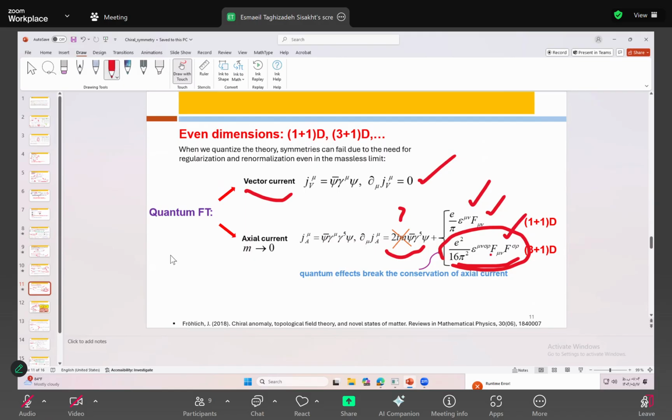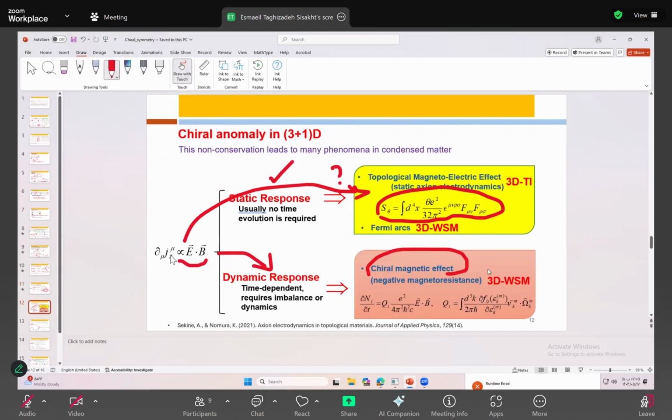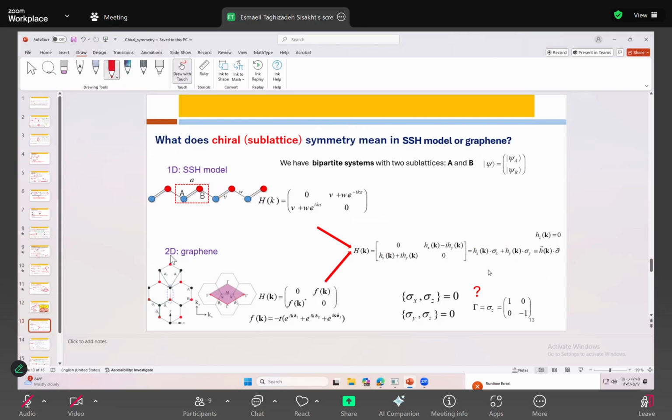Overall, I want to say that the chiral operator that we had in quantum field theory can emerge in the context of condensed matter. So let me come back to the concept of chiral symmetry now in the SSH model and the graphene model.